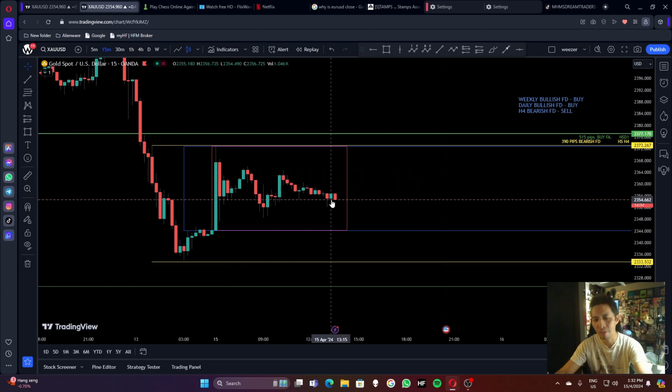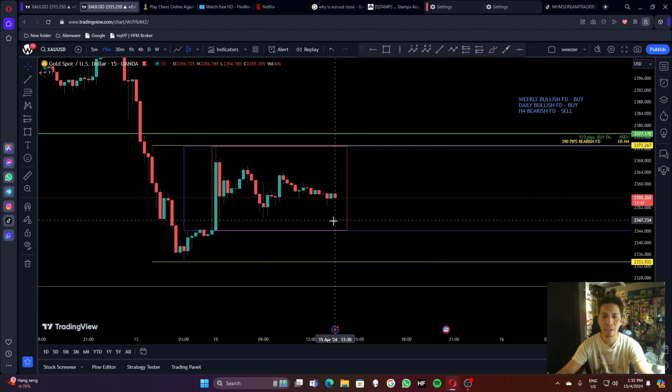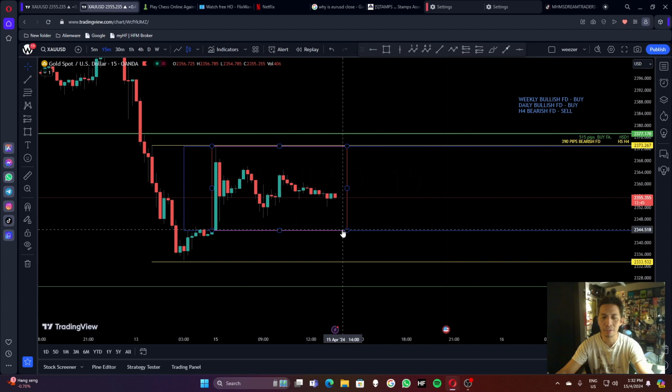It's moving very slowly. So I am waiting for price to slowly come back down and break here for me to make an entry. Okay, ideally I would like to see a breakout here in the 15-minute time frame before I make my sell.